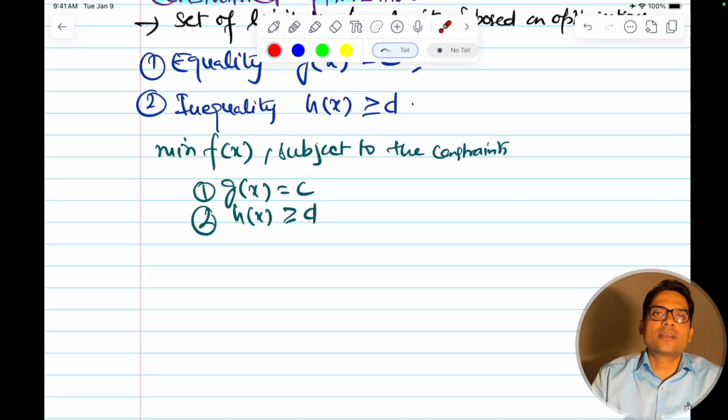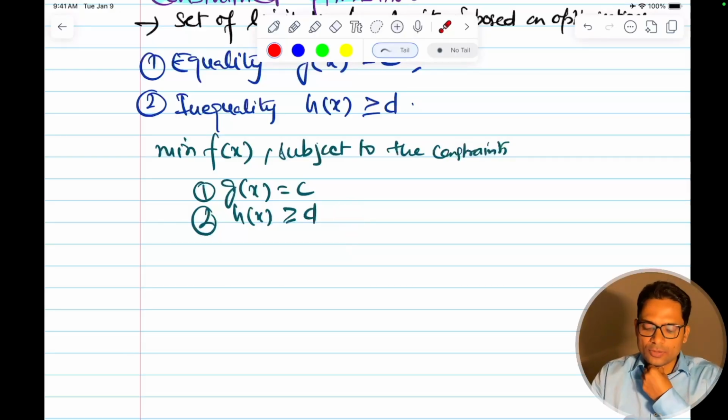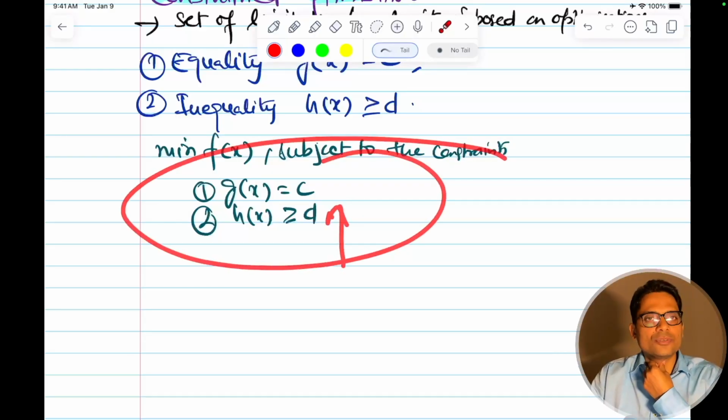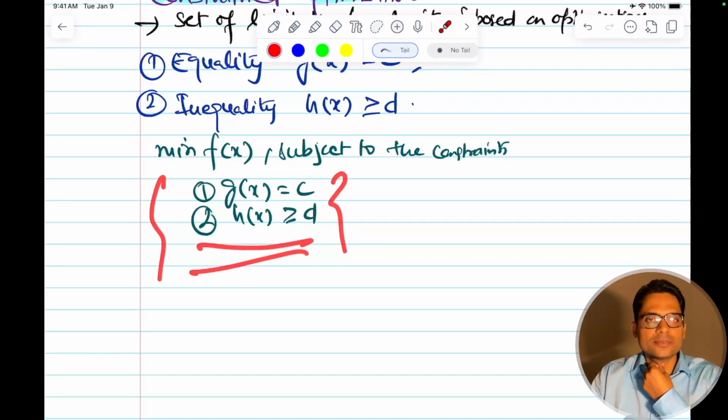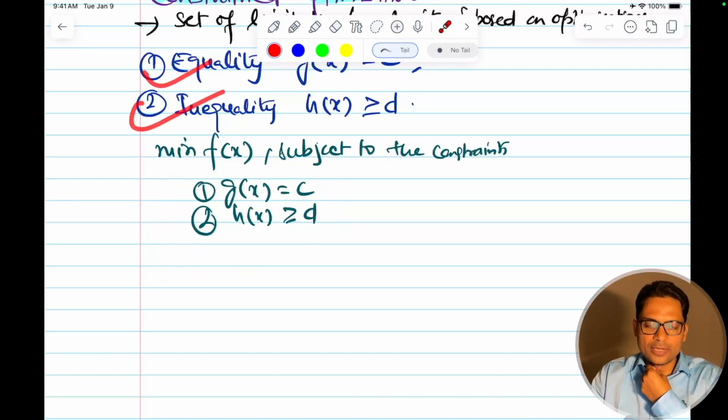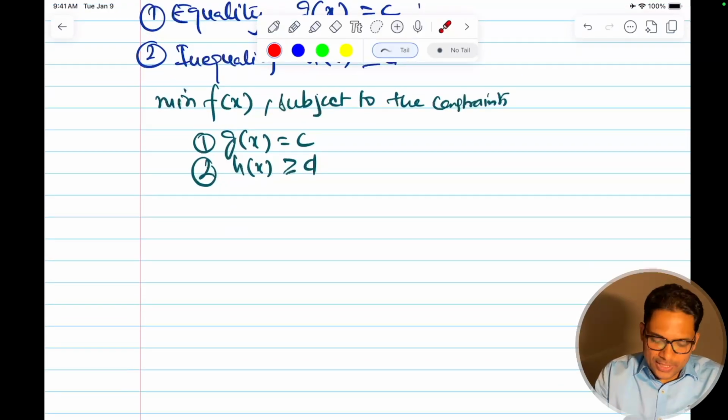Okay, these are the constraints that are required to be satisfied. Without this, my solution won't be a correct solution. That's what these are, the constraints: equality constraint and inequality constraint. So there are multiple ways to solve this, and one of the ways, which is popular and which we will keep on using in machine learning, I want to introduce to you.